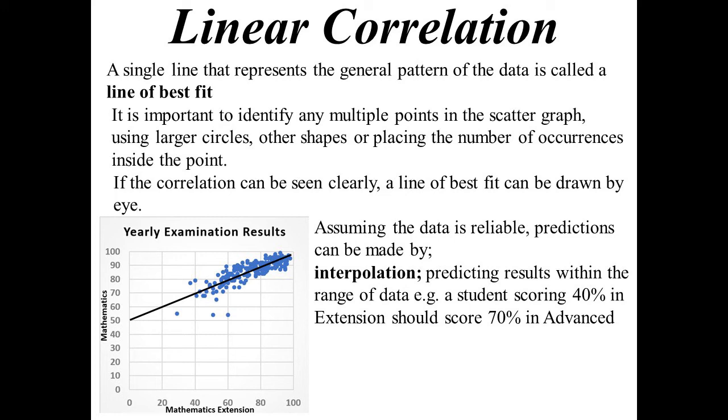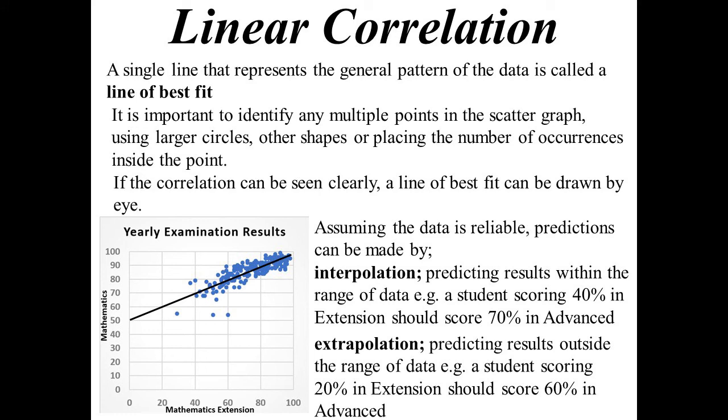Now, the range of our data here goes from, I don't know, for Maths Extension, the smallest score looks about 25% maybe, and the highest one, 99. So I could interpolate that a student scoring 40, because that's within our range of data there, a student scoring 40 in extension, I could go up to my line of best fit, read off the horizontal axis, and 70% we would expect that they would score, or we would predict that they would score in 2-unit.